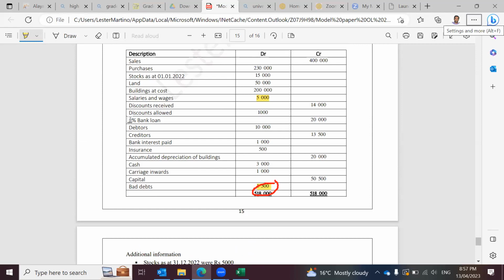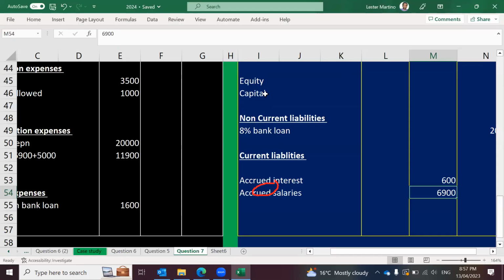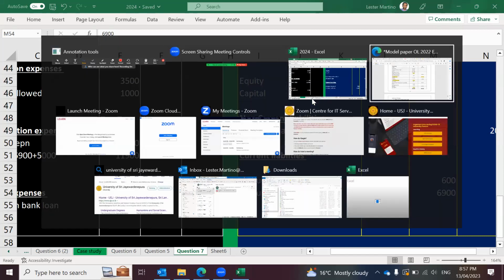So they just say 8% bank loan, 20,000, and it's 8% into 20,000, it is 1,600. And in the trial balance the amount you paid is given. The balance 600 needs to be paid. So that will come under accrued expenses under current liability. Is that part clear? Okay. Yes, sir. Right, good. And then we move on to the trial balance.